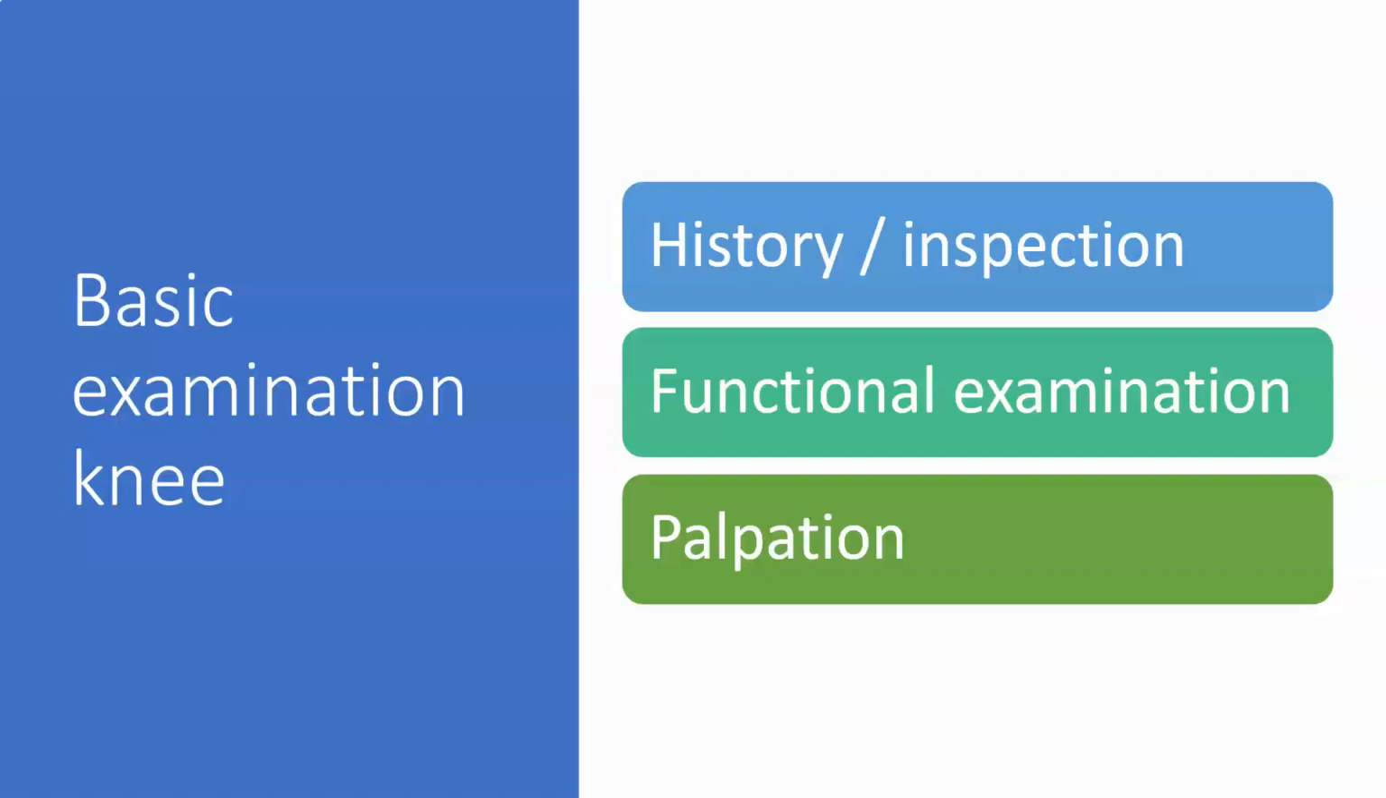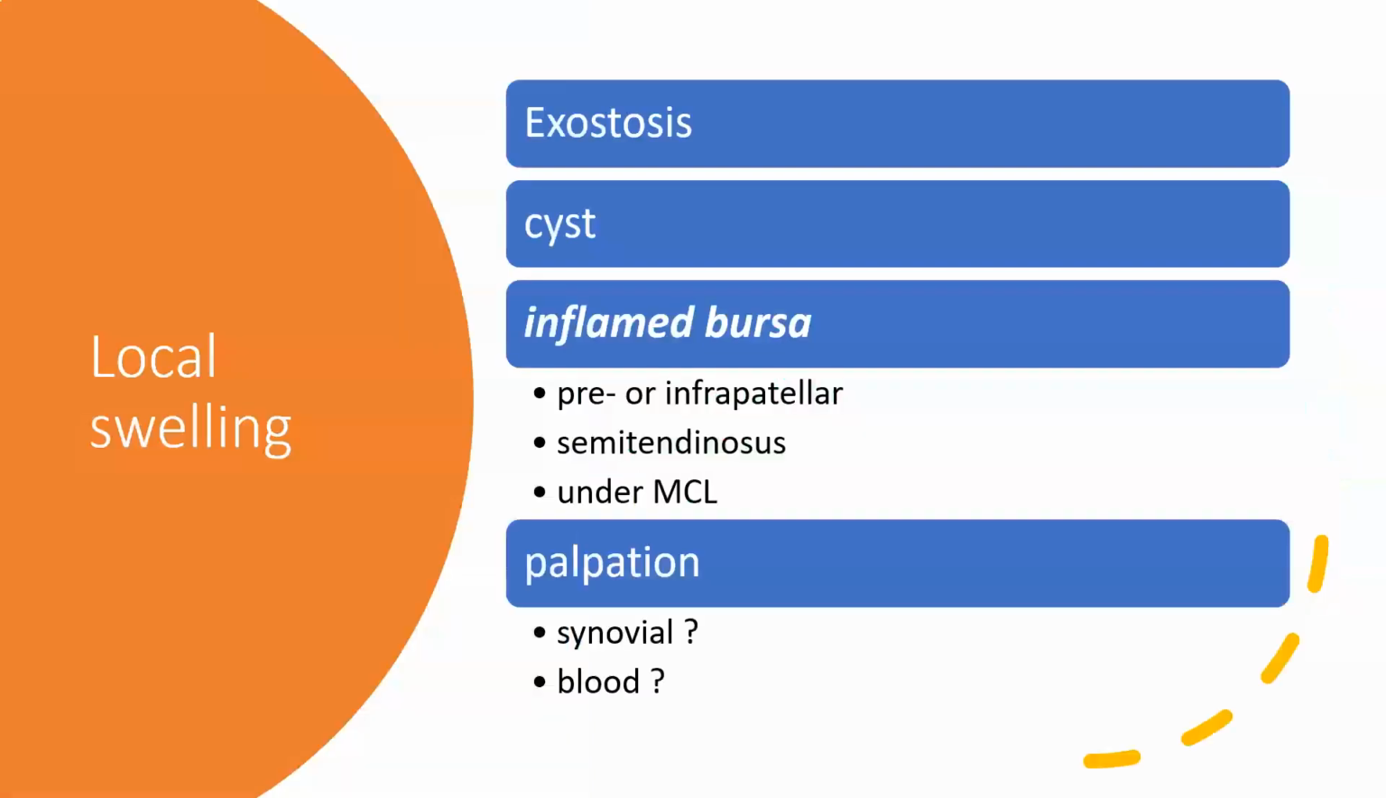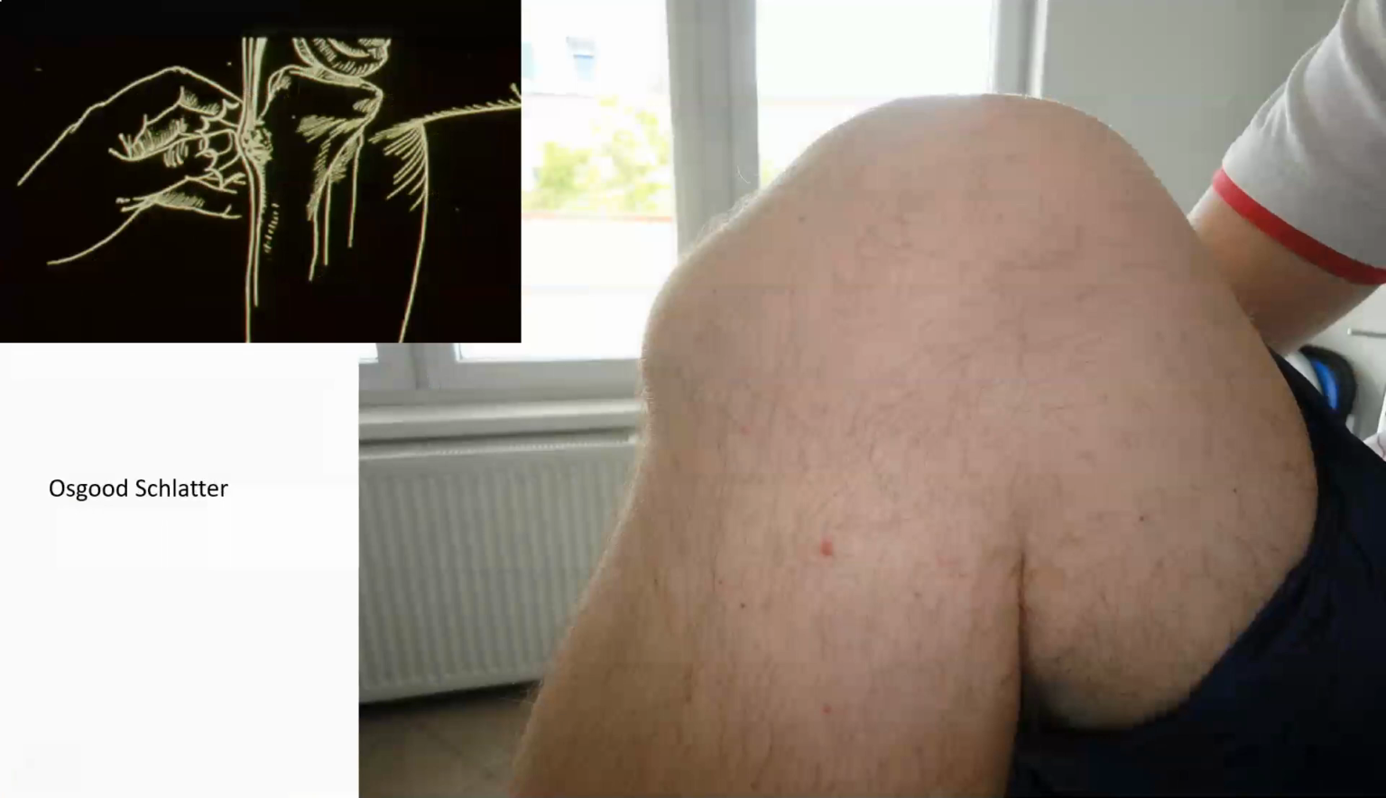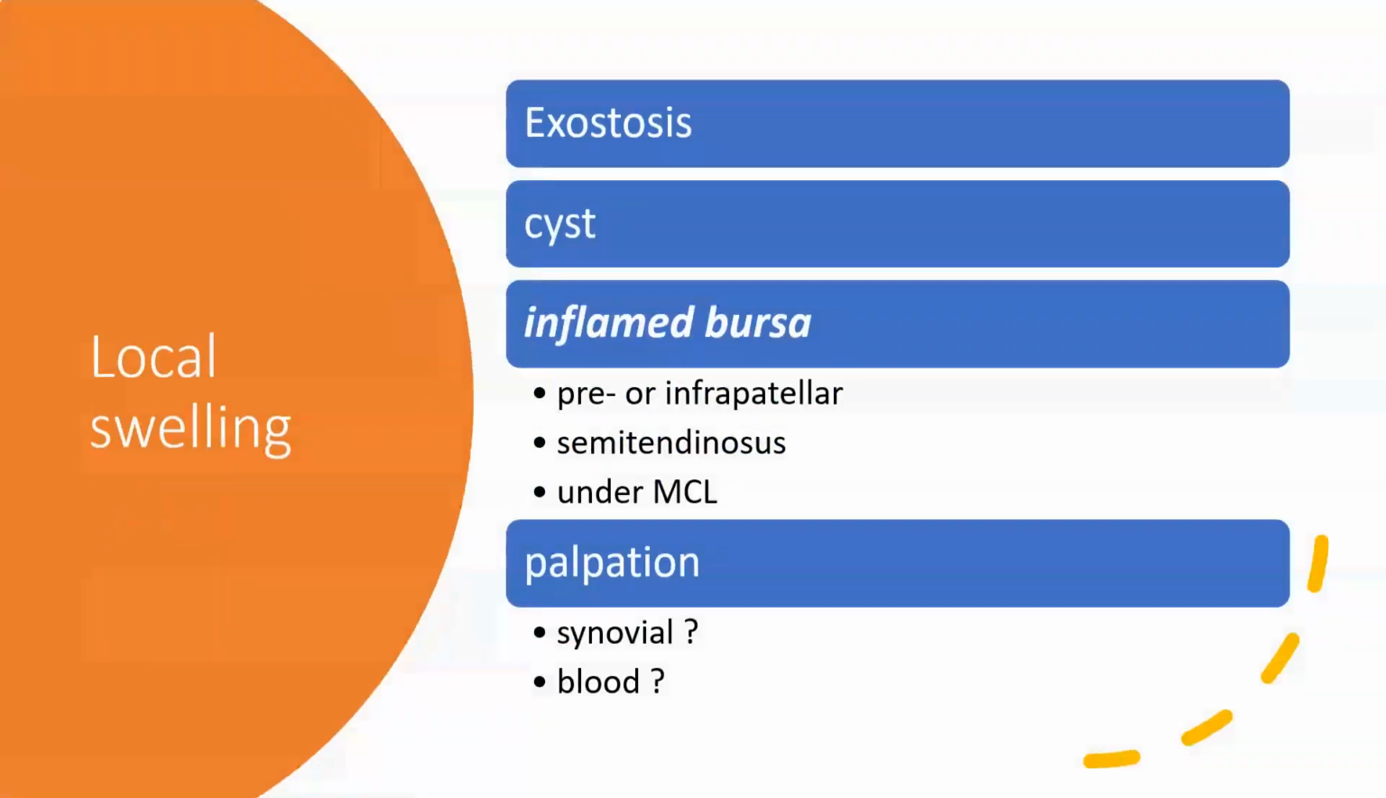First we do a nice history taking. But before the history taking, we also open our eyes and have a look at the inspection. What can you see? You can see some local swelling that could be the result, for instance, of some kind of exostosis, or perhaps a very nice older Osgood-Schlatter, which at that age is pretty asymptomatic. Or there could be a cyst, or an inflamed bursa.